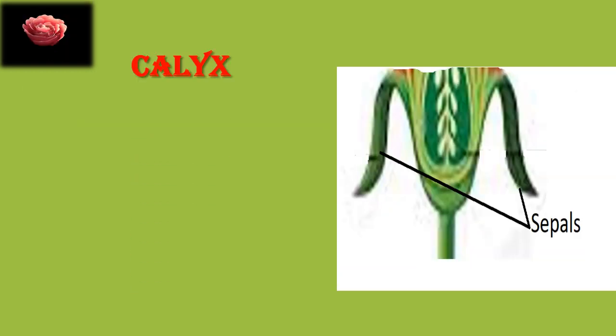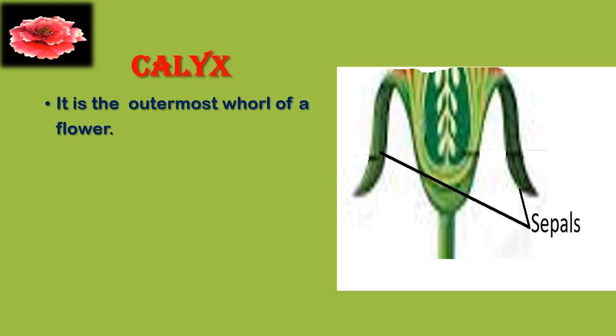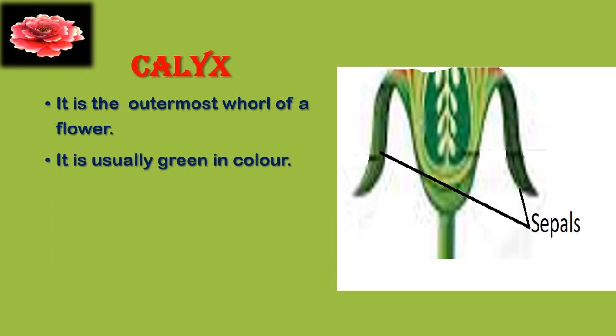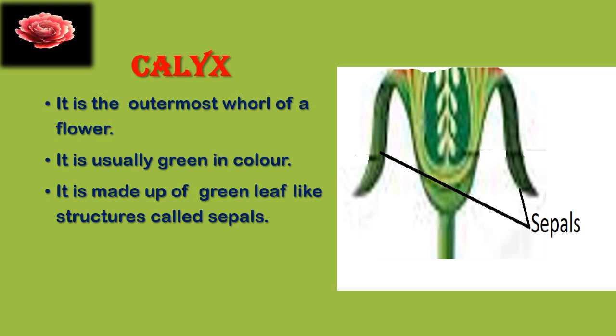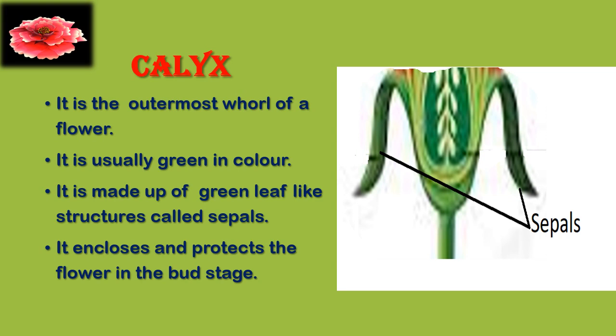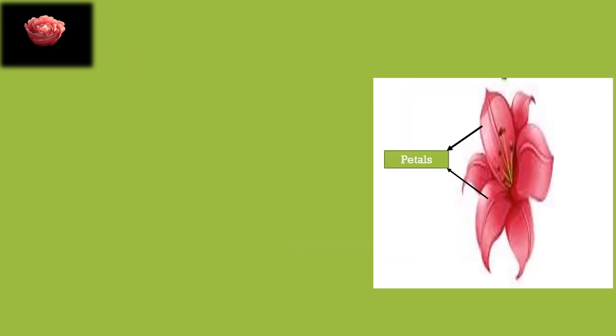What is calyx? It is the outermost whorl of a flower. It is usually green in color. It is made up of green leaf-like structures called sepals. It encloses and protects the flower in the bud stage.